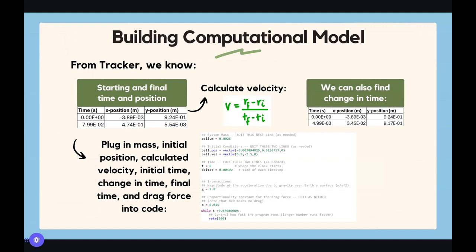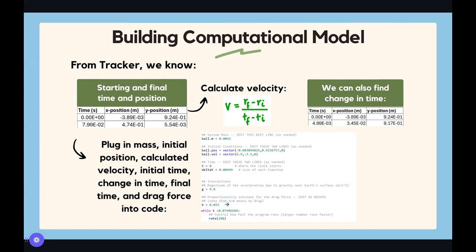From Tracker, we know the starting and final time and position. With this, we were able to calculate the velocity using this formula. We were also able to find the change in time here. With all of this information, we were able to plug in the mass that we had calculated, the initial position, the calculated velocity, the initial time, the change in time, the final time, and the drag force.